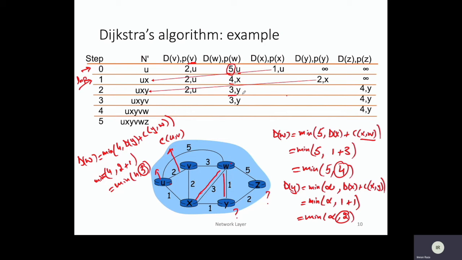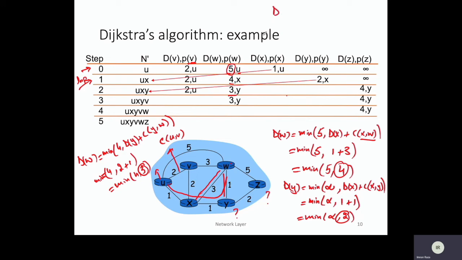But now the predecessor node is Y. If you want to send data to W, it has to be routed through Y to W, because this contains the least cost now, right? And what about the cost to reach Z? Previously it was infinity, so again we can recalculate it.